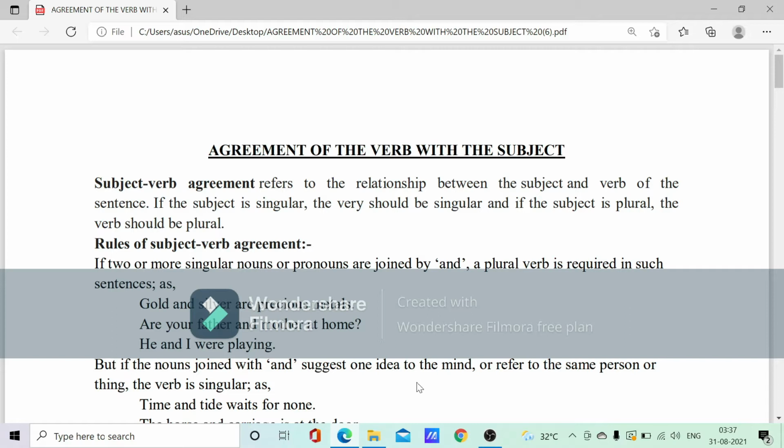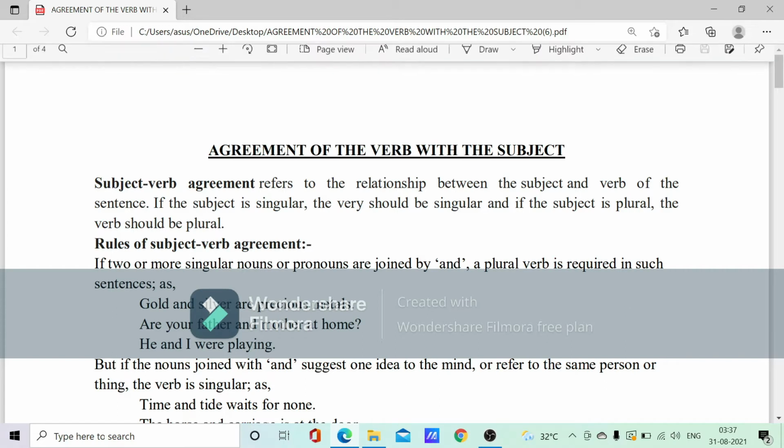Again, I'm going to tell you what this rule says to us, that if you have two singular nouns or two singular pronouns and both of them are conjoined with and, that is a connecting word, that is a kind of conjunction, right? If you find them being connected with and, in that case you apply a plural verb with the subjects, right?